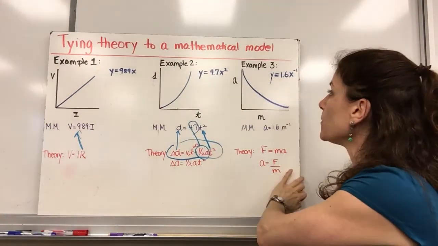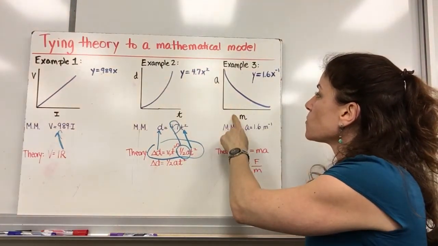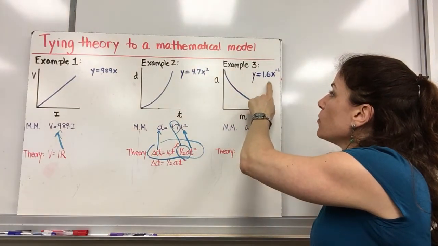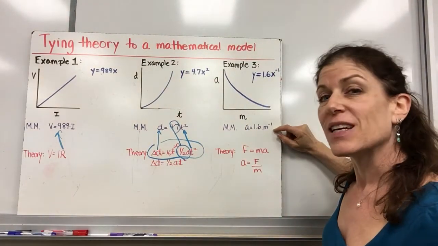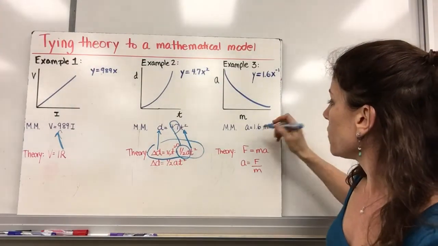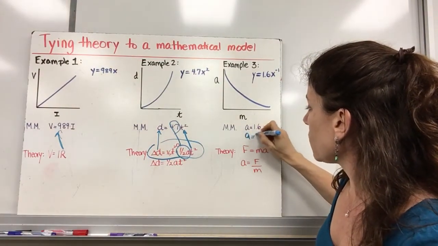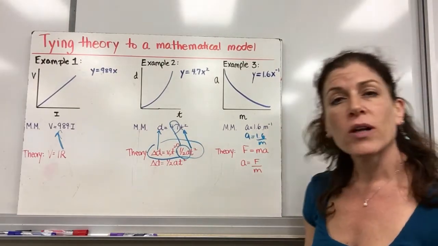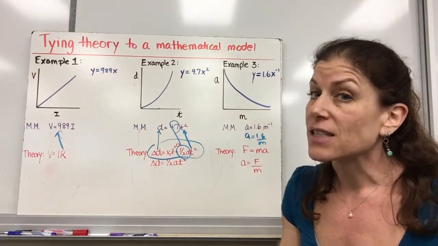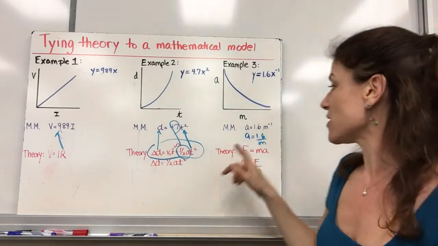All right, last example. This is acceleration versus mass. So we've got y equals 1.6 x to the -1. The -1 power means inverse. And so this can be rewritten as a equals 1.6 over m. Well, what equation has acceleration and mass in it? That's force equals mass times acceleration.